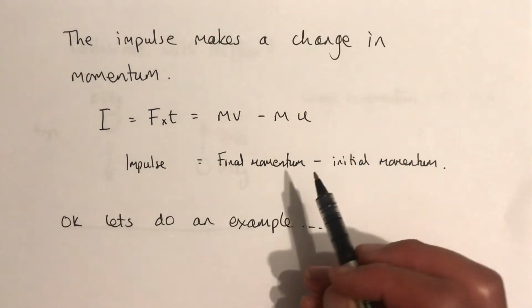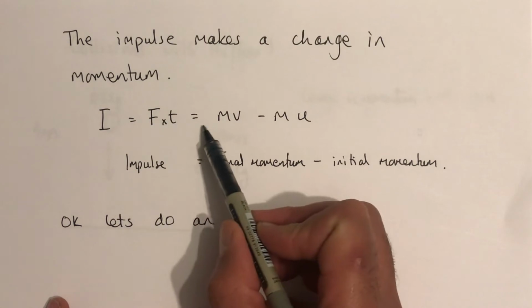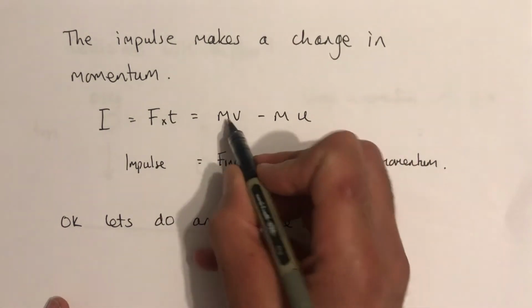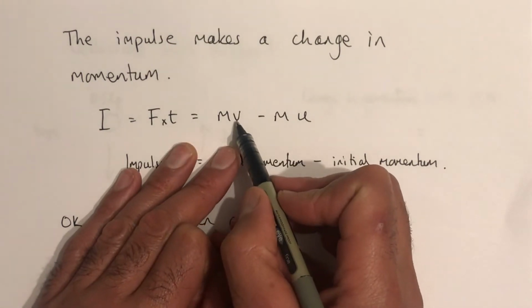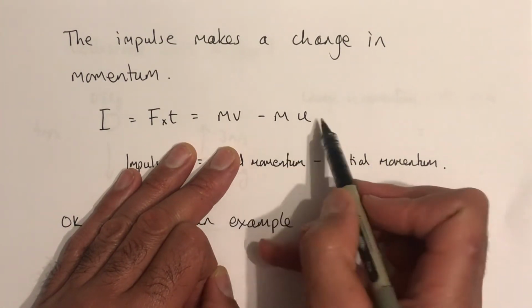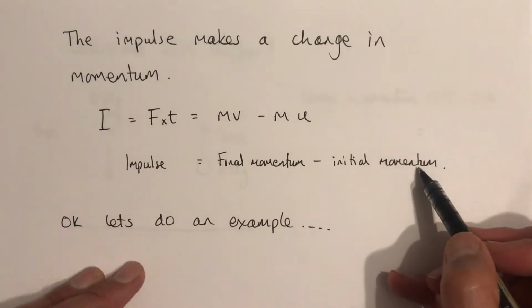Impulse is the product of force and time. And that equals the change in momentum. So here I've got the mass times the final velocity. If you subtract from that the mass times the initial velocity, we get the change in momentum. So impulse equals final momentum minus initial momentum.